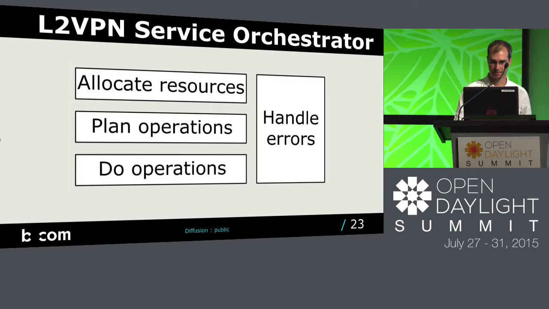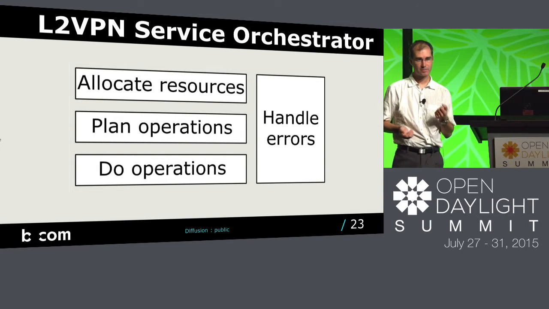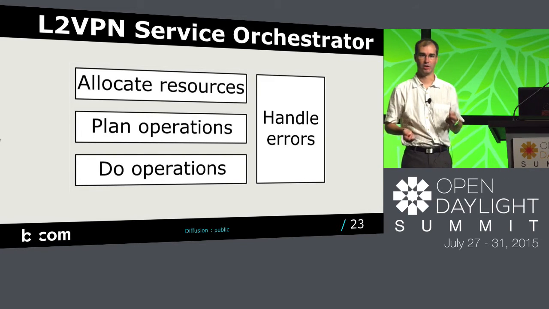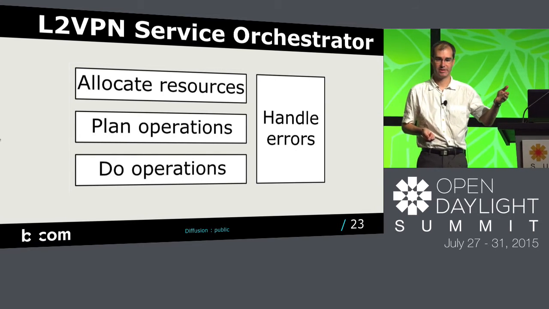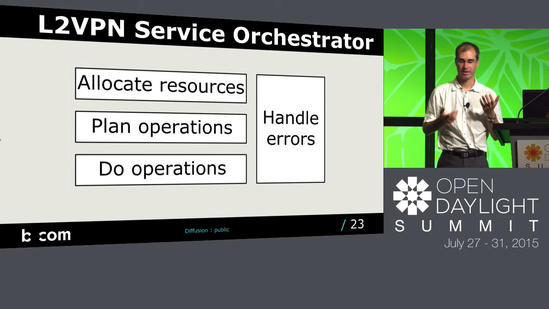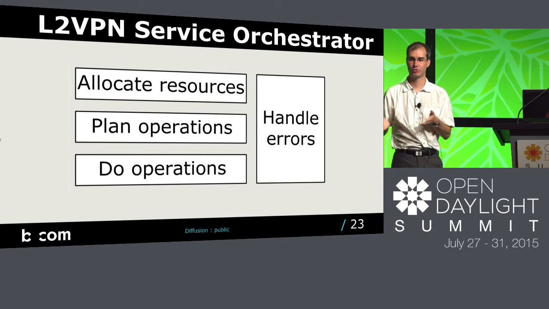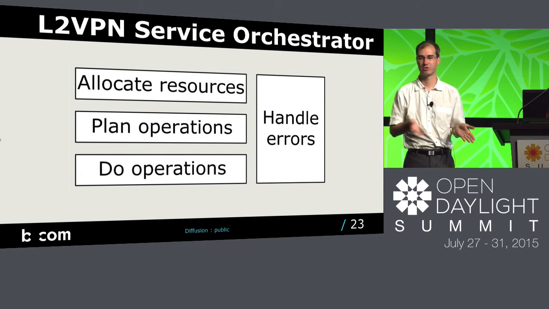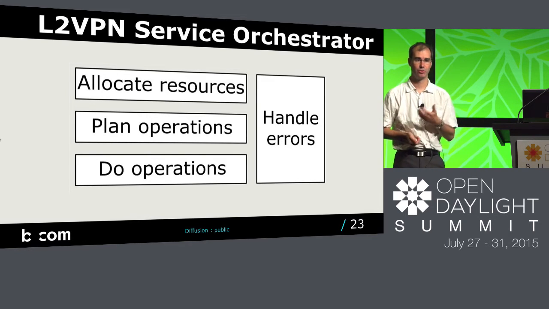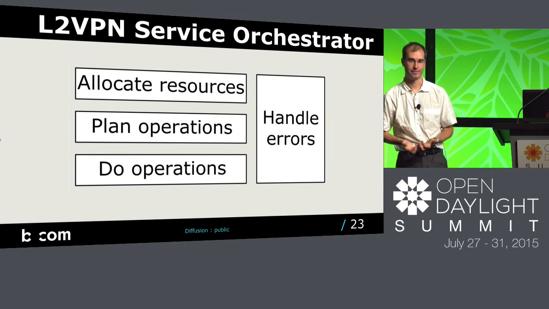So this orchestrator will have several things to do. The first one is that it will have to allocate resources. So in our case, it will choose on a given site on which router it allocates a port and where it puts its ports. Then it will have to plan operations. It will have to figure out which routers need to be configured and what needs to be configured on each router. And when the planning is done, it will do the operation, and it will do this by calling the generic network device driver.